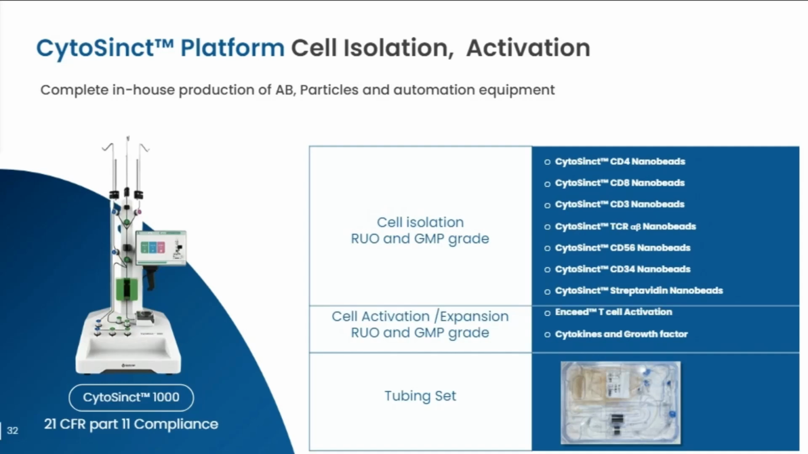The cell separation and activation kit includes antigen-specific magnetic nanobeads, and this can be used for fresh or frozen PBMC or leukapheresis. And these reagents are sterilized, non-toxic, and available in RUO and GMP grade.